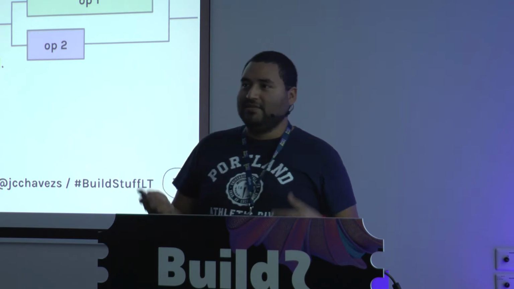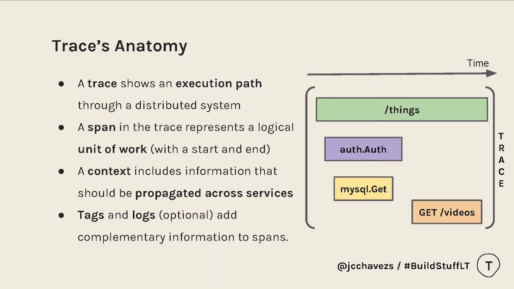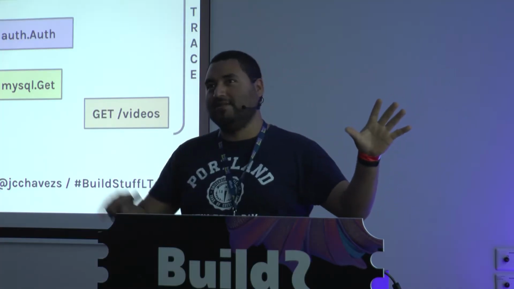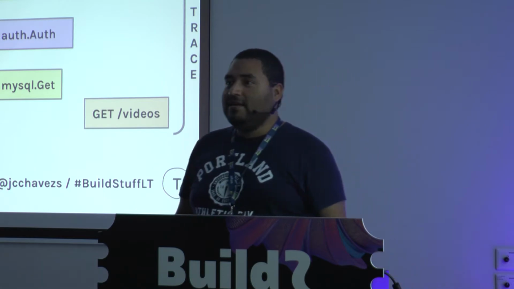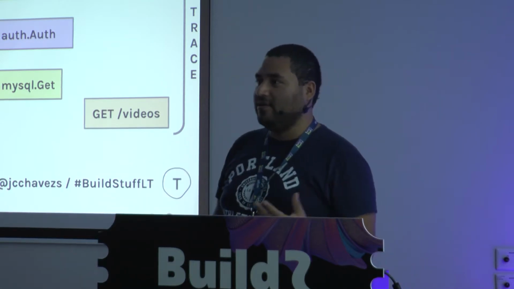So let's look at the trace anatomy now. What is a trace? Well, a trace tells the story of a transaction workflow as it propagates through the distributed system, right? It shows you the execution path. A trace is the whole thing related to your request. One request matches to one trace. Then you have a span. Spans are single unit of work.